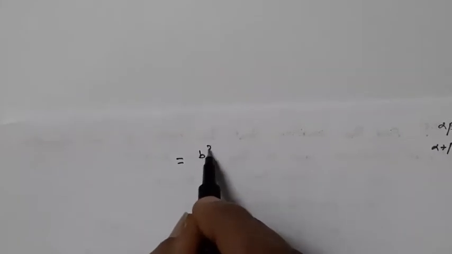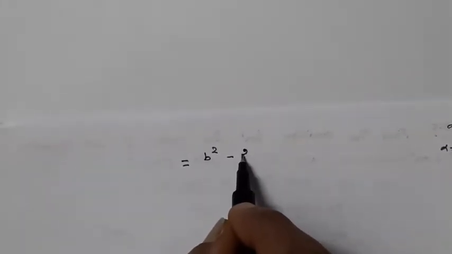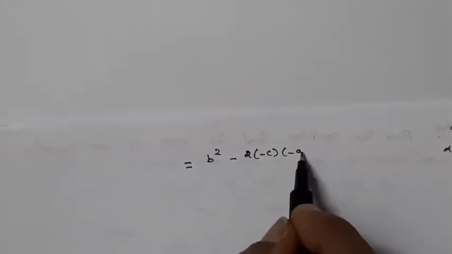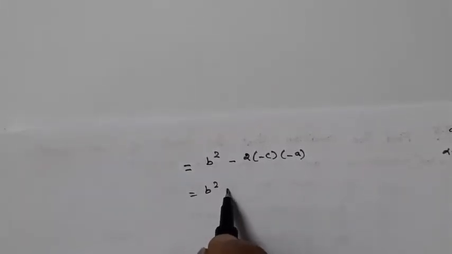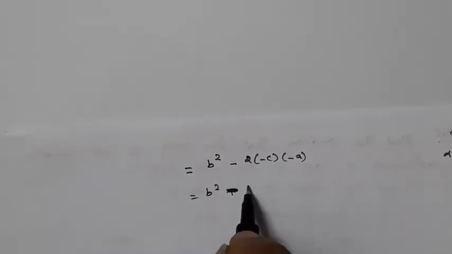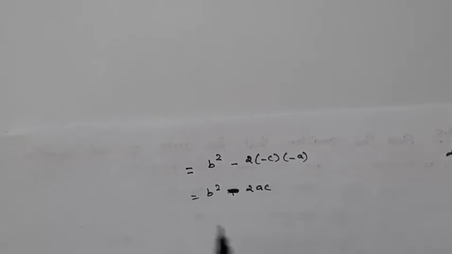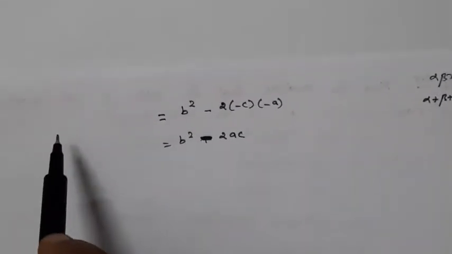Substituting the respective values, we have b squared minus 2 into minus c into minus a, that is b squared minus 2ac. Okay, this is b squared minus 2ac. This will be the value of sigma 2.